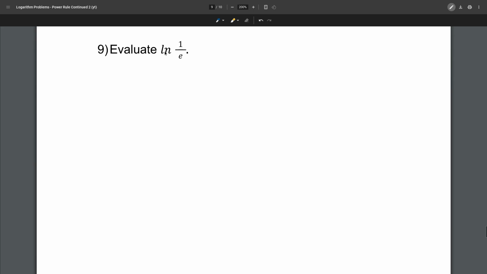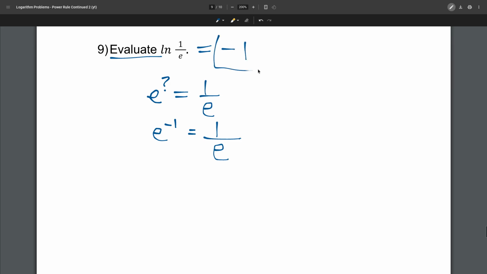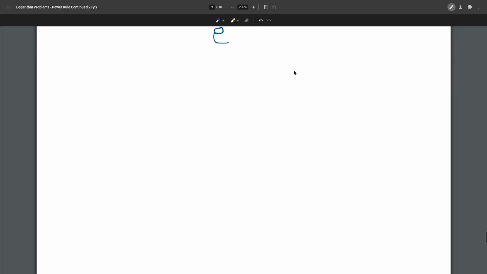Okay, problem 9, we have the natural log of 1 over e. So when we're asked to evaluate this, we're saying e to what power equals 1 over e. Well, e to the negative 1 power equals 1 over e. So this evaluates to negative 1. All right, let's try one more.